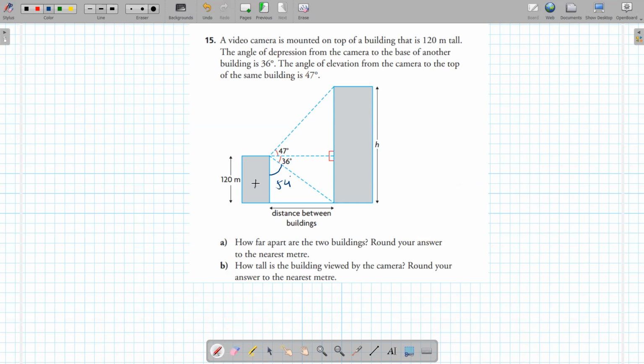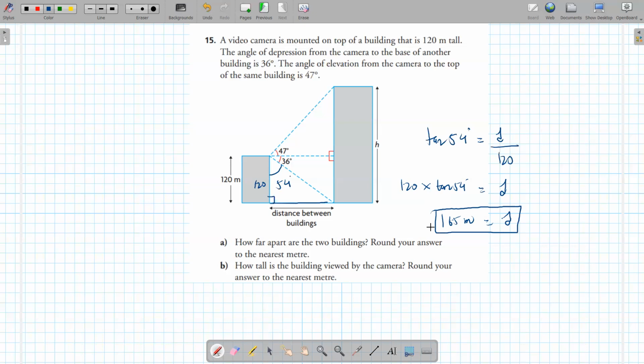So we know this is 120, that angle is 54. We're looking for this sine, cosine, or tan. Tan. Tan is right. So you're going to do tan of 54 is equal to, I guess we can call that distance d, opposite over the adjacent. We don't know the hypotenuse of that triangle, so only tan is going to work. So d is going to be 120 times tan 54. And that is 165 meters. And that's the answer to part A.